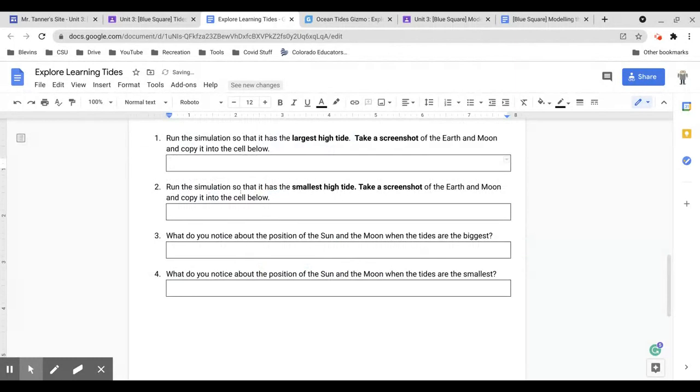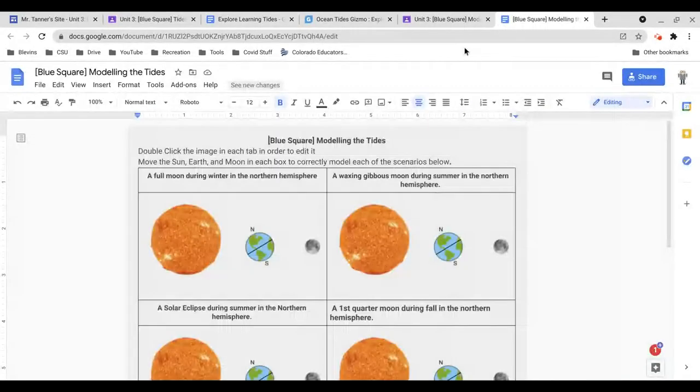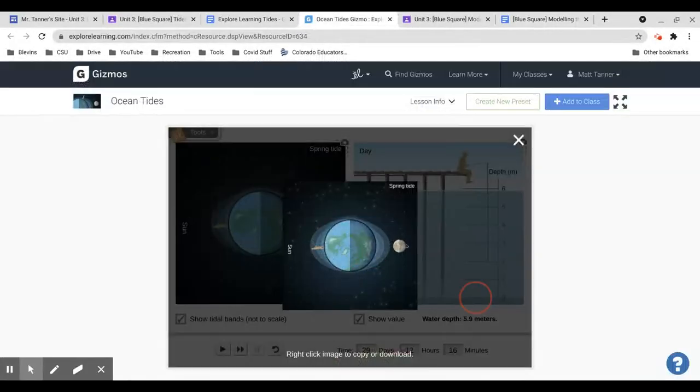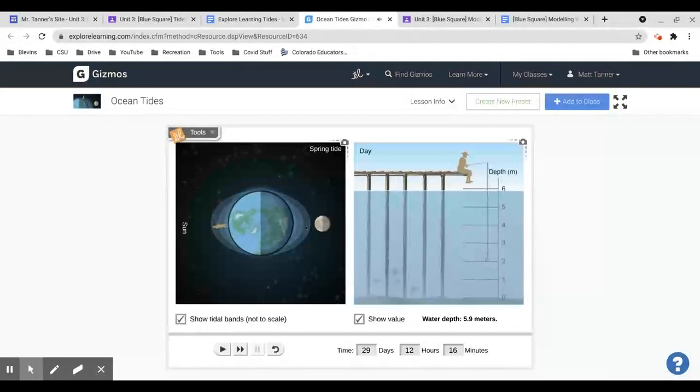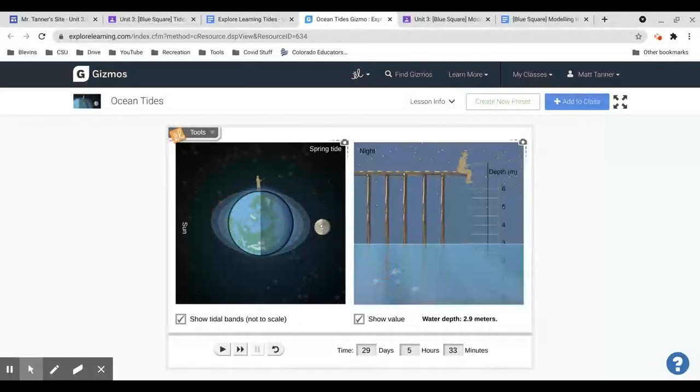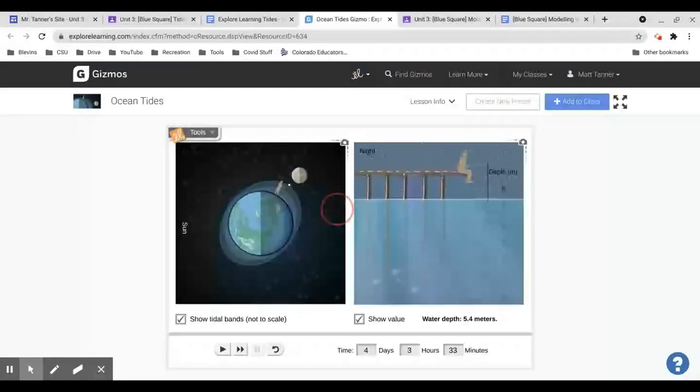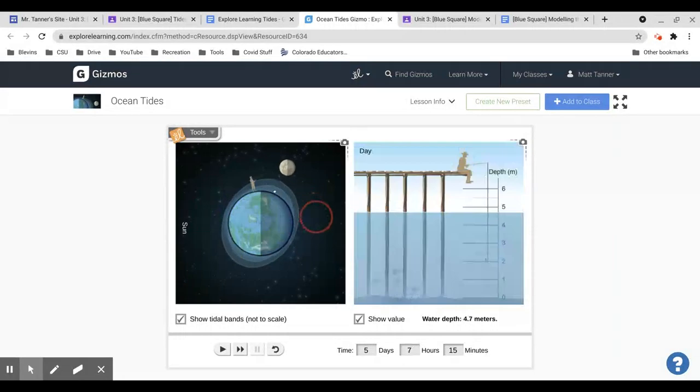The next question is asking you to find the smallest high tide. Really important here: you're still looking for a high tide. Don't place the person in a low tide. Right, so this is a person in a low tide, but it's still a spring tide. So this is still a setup of the highest possible tides. Instead, you want to figure out where this moon is when the person is still in the high tide region, when they're still in that high tide bubble.